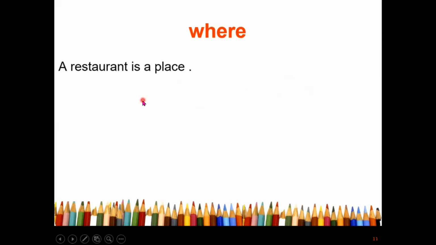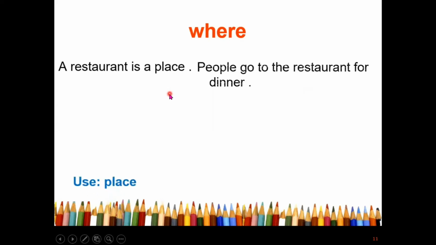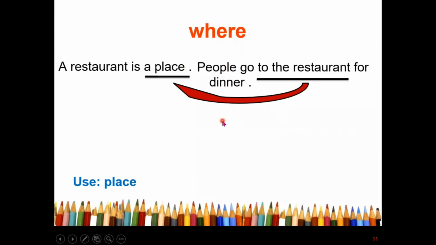Perfect. Third example. A restaurant is a place. People go to the restaurant for dinner. What is the word that I'm going to cross? To the restaurant. Perfect. So a restaurant is a place وهنضع where في المنتصف where people go for dinner.